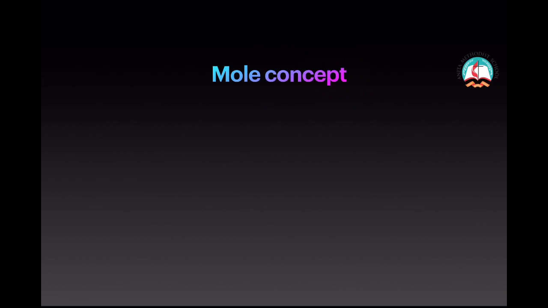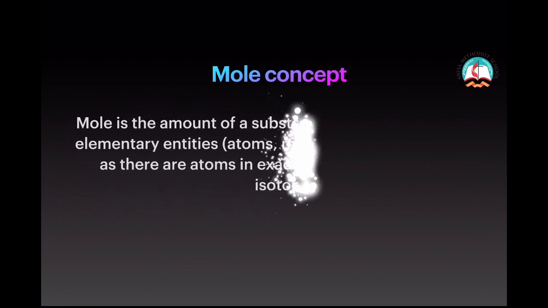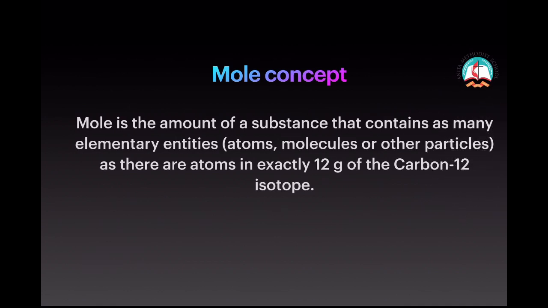How many items will be there in a pair? Yes, two items. In a dozen, 12 items. Similarly, a mole of a substance will contain a particular number of entities. It could be an atom, molecules, or other particles like ions.